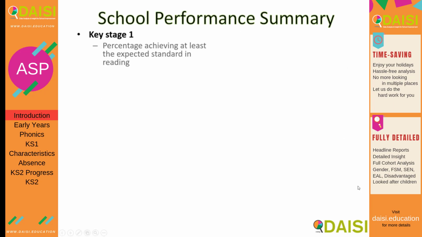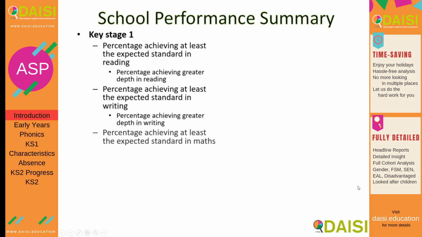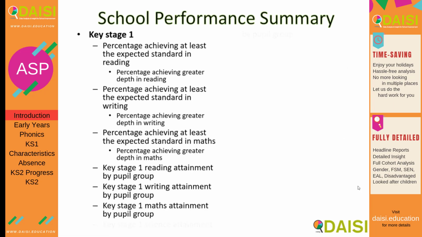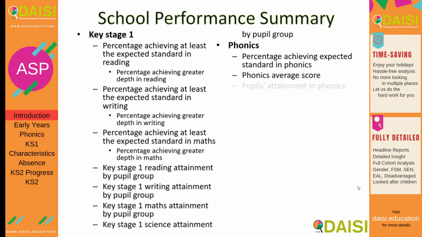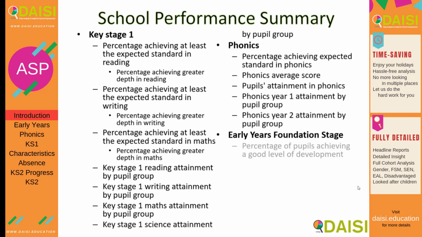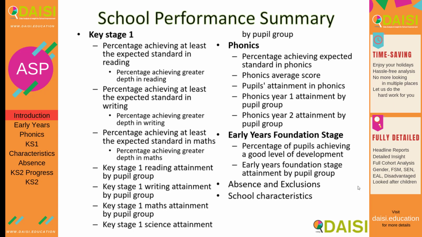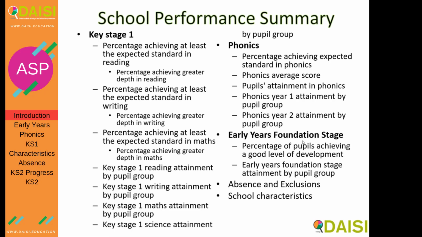At Key Stage 1, you have your expected standard in reading and then a greater depth standard in reading, and it seems to me that there is a higher emphasis in the ASP on the greater depth than there used to be in Raise Online. You then have reading, writing, maths, science. You then have various phonics information. Early years foundation stage, absence and exclusions, school characteristics, these 3 are generally updated in December or January.